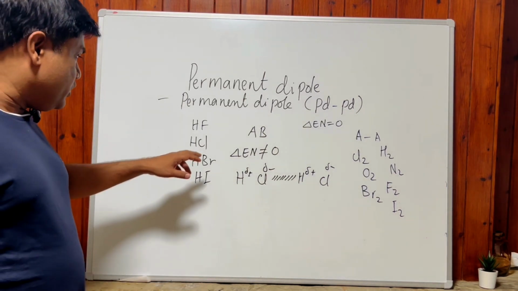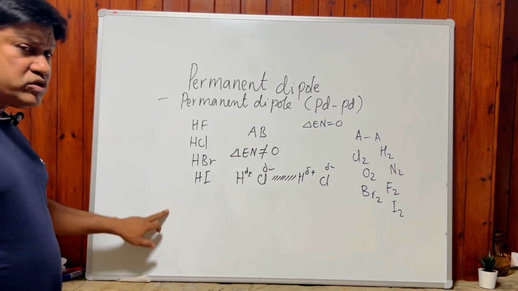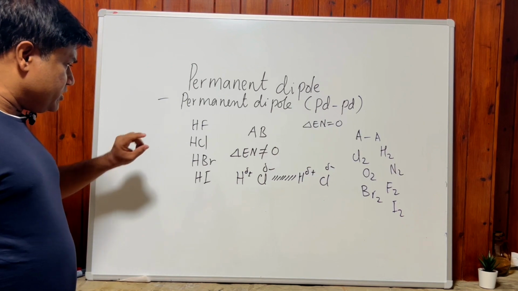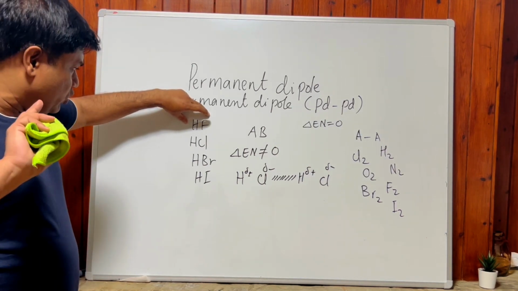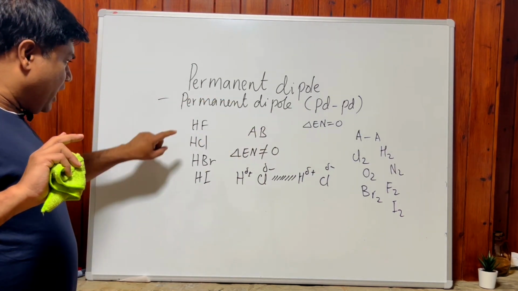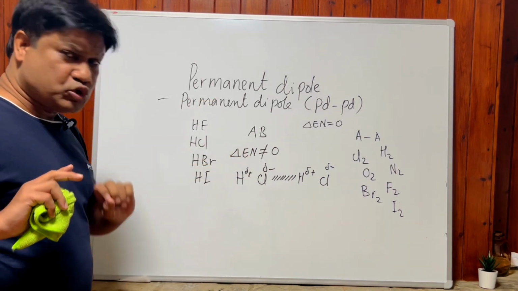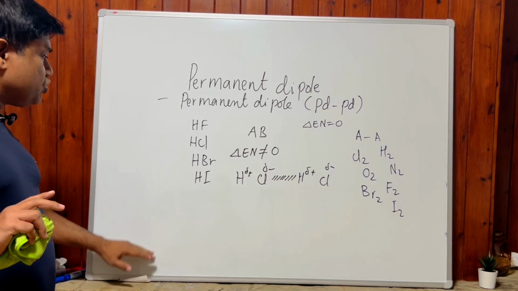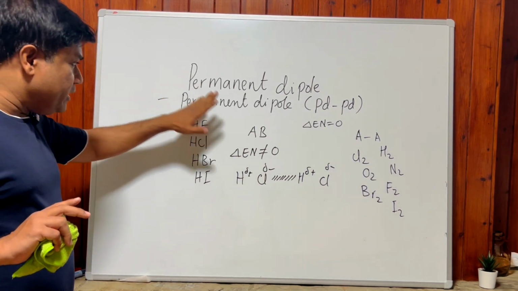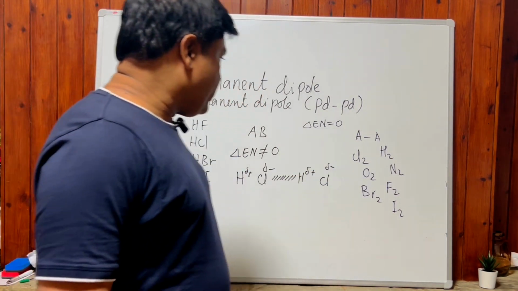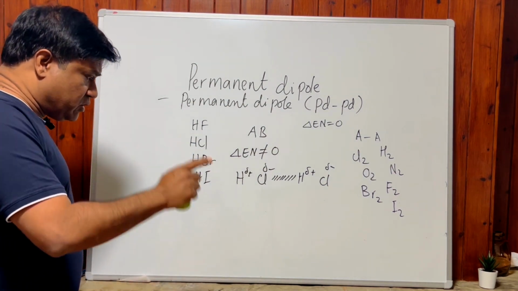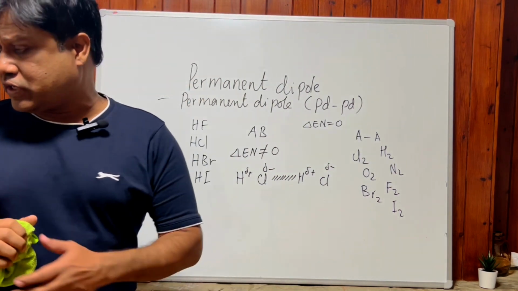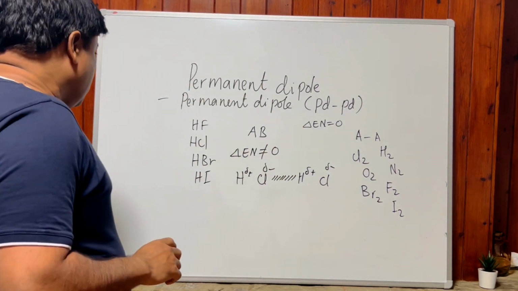First of all, did you get it? All molecules of AB type, what does it mean, sir? These are diatomic molecules of AB type, and there should be a difference in electronegativity, like delta EN is not equal to 0, then such molecules have PD-PD interaction. Now let's check the polar molecule, which has PD-PD or ID-ID.